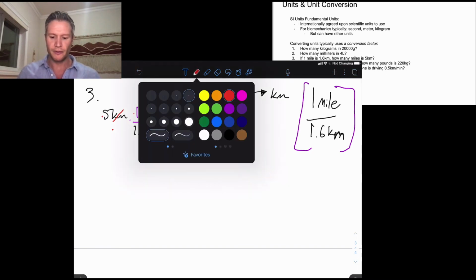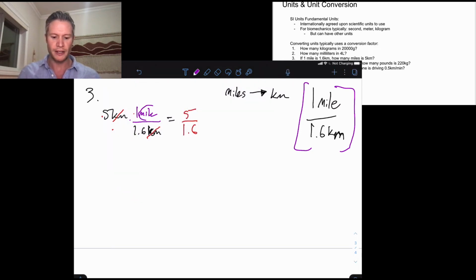Next up, we have our units. The only one remaining is miles. That's miles. And then we can do the math, so then we want to keep simplifying the terms. So we do the math there.